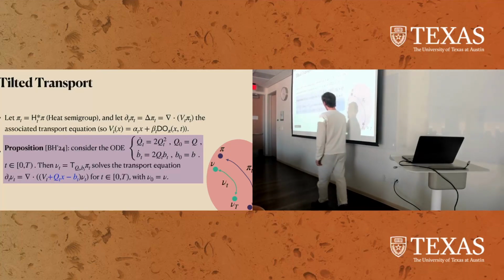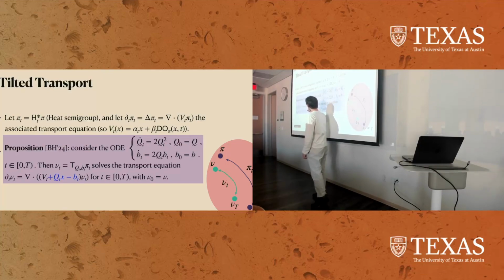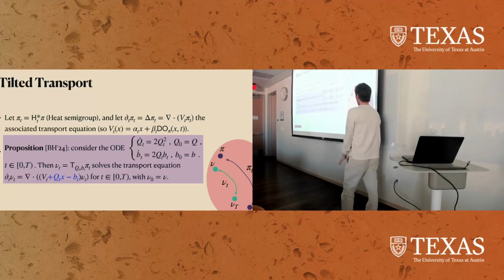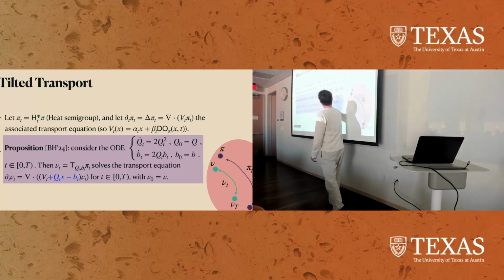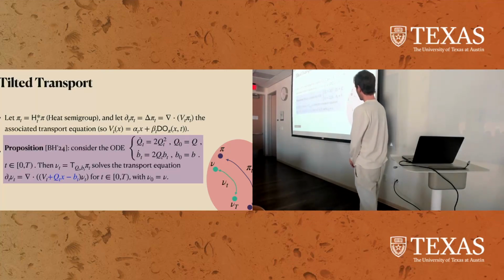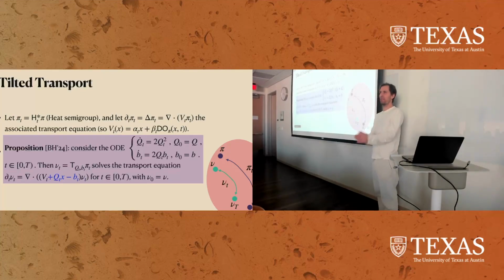And then I'm going to tilt each one of these by a certain matrix qt and a certain vector bt, right? And these matrices qt and bt, I'm going to tell you that they have to solve this ODE, this system of ordinary differential equations. Okay? So this seems a bit arbitrary.